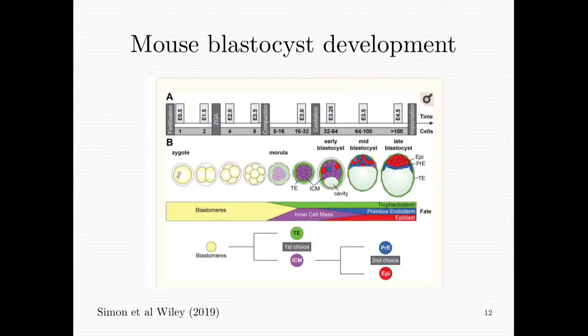The first binary decision is that you go from something called blastomeres to two different types. These have names which are not important: trophectoderm and inner cell mass. Then you have a second binary decision where these purple cells divide into red or blue. This is called the primitive endoderm and the epiblast. The epiblast is what eventually becomes the embryo proper. So I'm going to focus on the section of the decision where the inner cell mass becomes either the primitive endoderm or the epiblast.